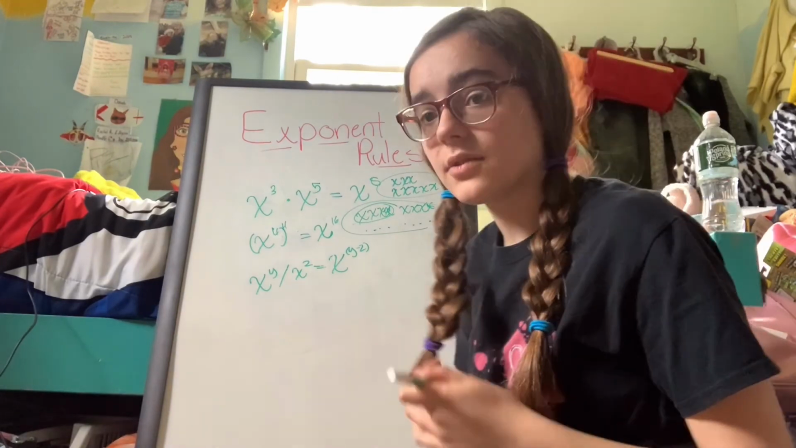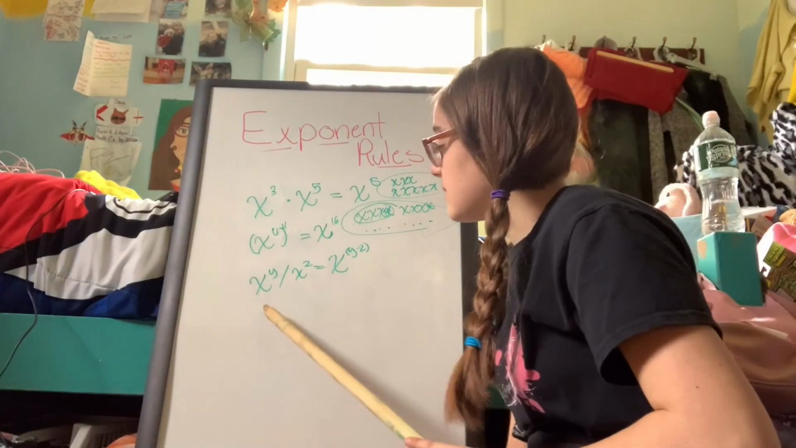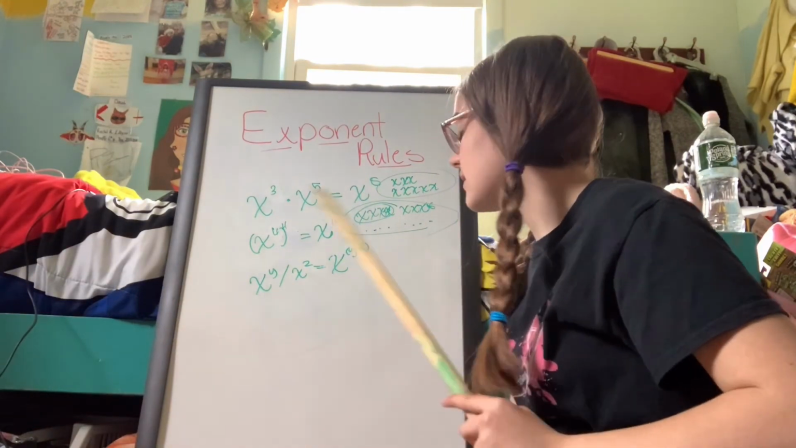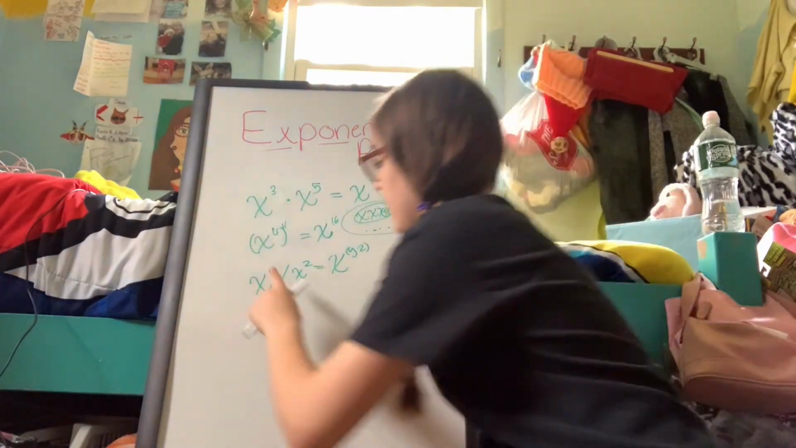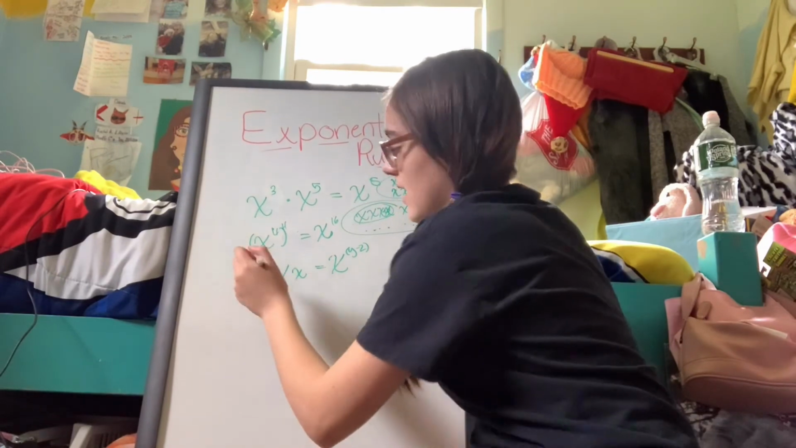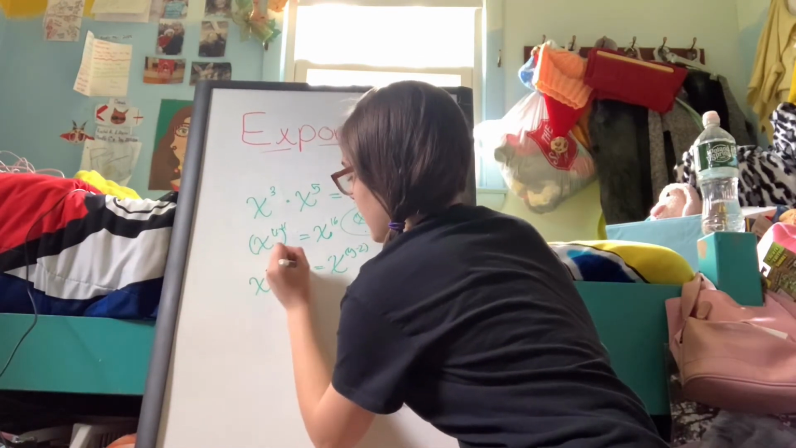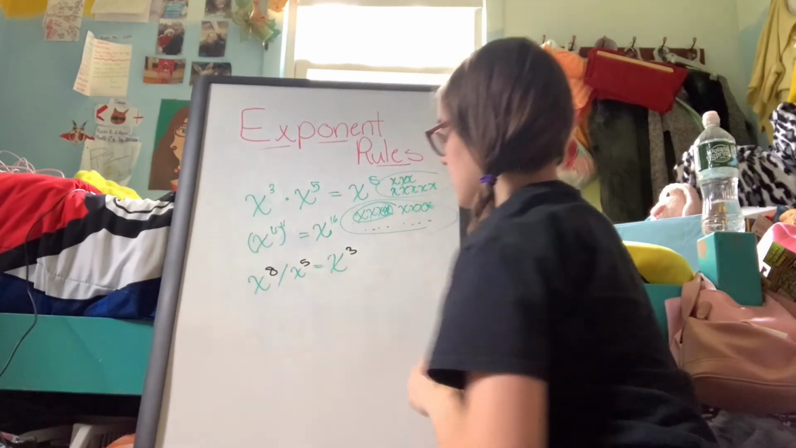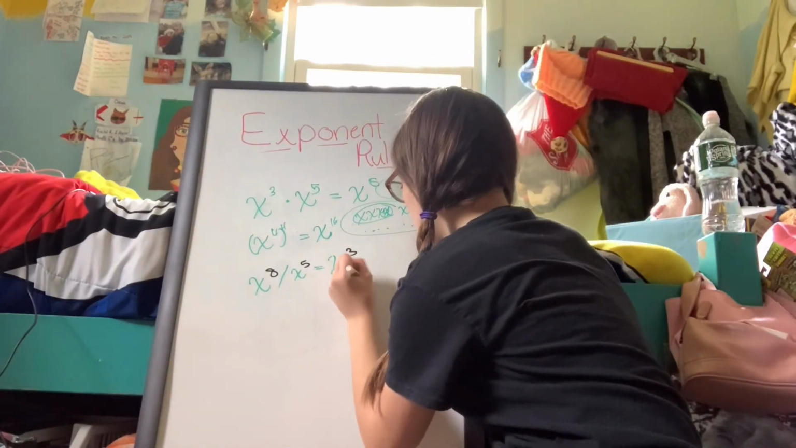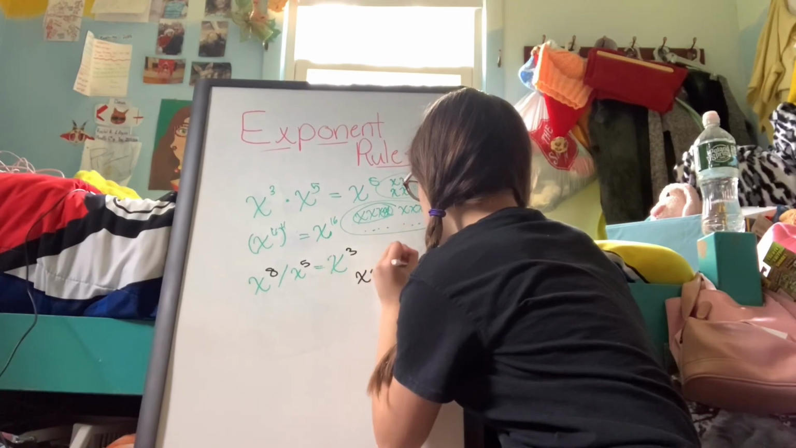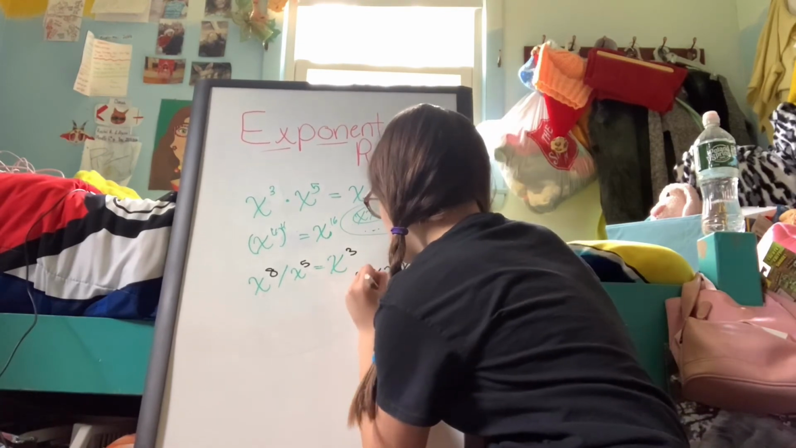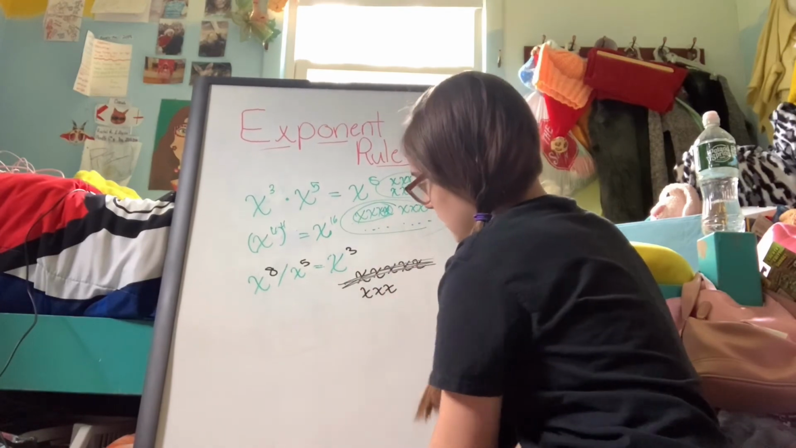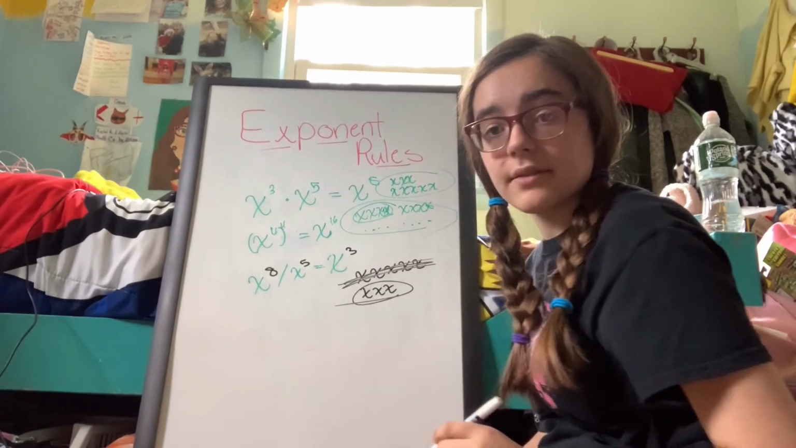And now the final rule, x to the y divided by x to the z equals x to the y minus z. If I have, say, x to the 8th divided by x to the 5th, then I would have x to the 3rd, because if I have 8 x's and I take away 5, then I have 3 x's left.